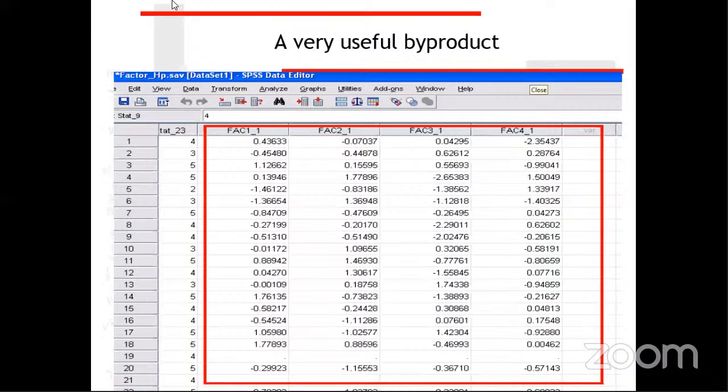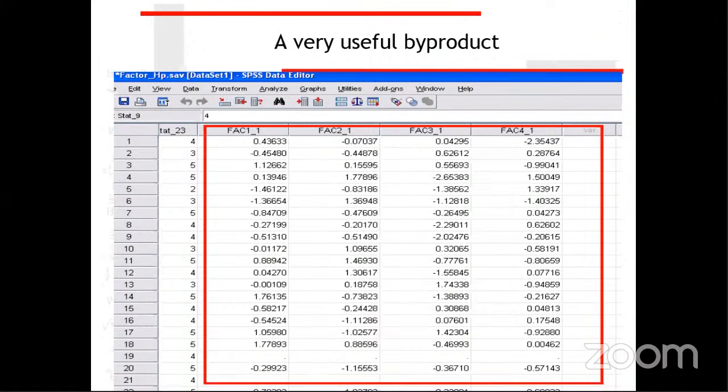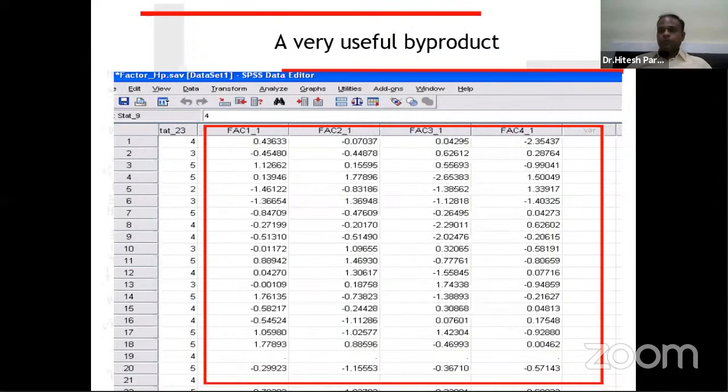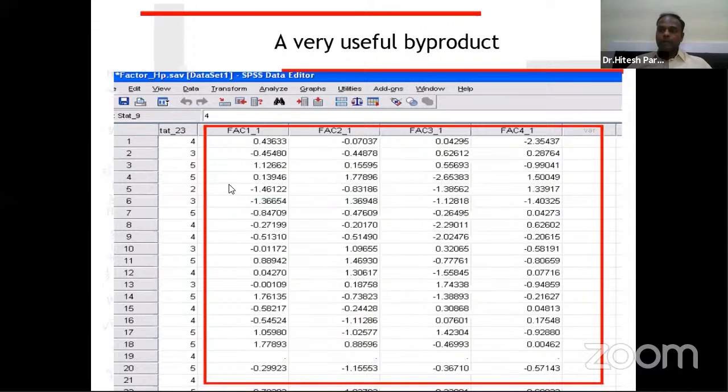Sir, what is the difference between saving regression scores and saving Bartlett scores? It is another option available. There are so many methods available. One of the methods I explained is that you just calculate the average score and then find the average values. So many researchers have given so many methods. Whichever method you select, the score will be slightly different.